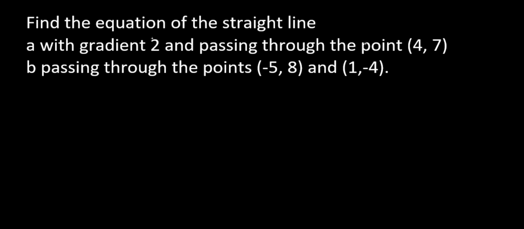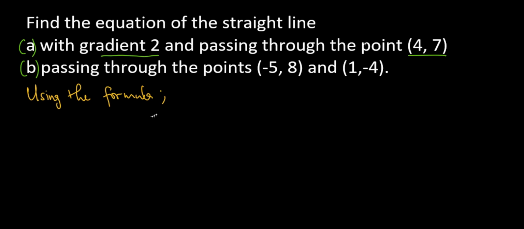Let's find the equation of the straight line with a gradient of 2 and passing through the point 4, 7, and another with a gradient of 4, 7, passing through the points minus 5, 8 and 1, minus 4. We will be using the formula in this instance.